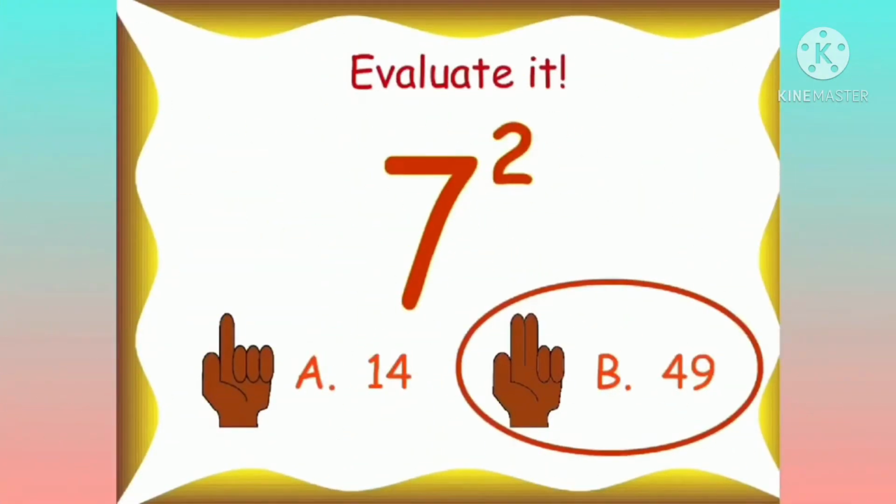Now, can you tell me what is 7 square? Is it 14 or 49? It is 49. Some students commit mistakes in finding this. They multiply base with power and find the answer 14. But that is not the exact way. We are to multiply 7 by 7, so the answer will be 49.